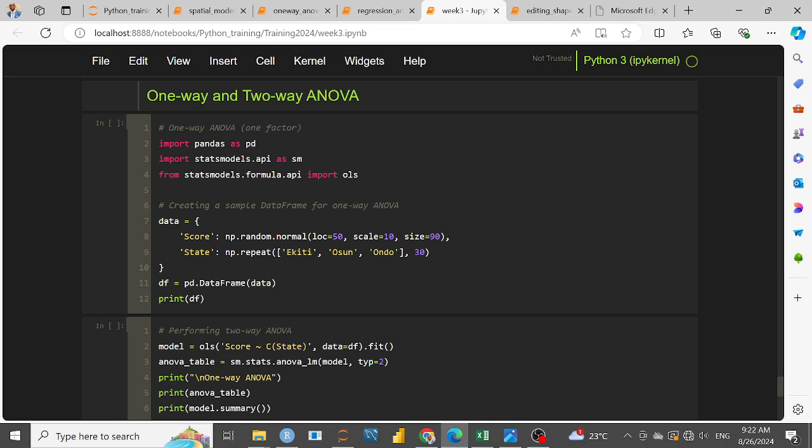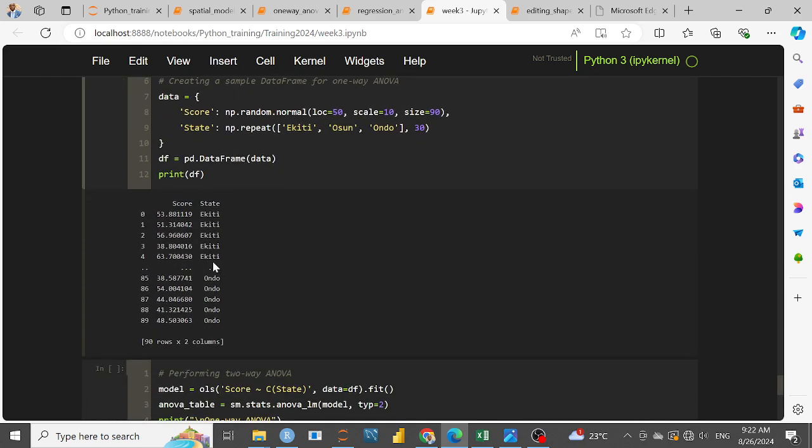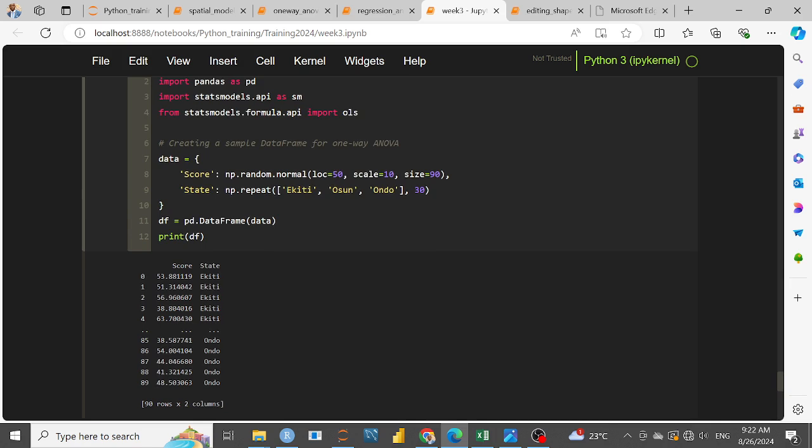If I put tile instead of repeat, it will repeat this once, and that's it, once, like that up to 30. So let me print this and see. So now, Python will give you the first 5 when you have a long data like this. Now see what it has generated. These are their scores, and these are the states they came from. You can see repeat. If I change this one to tile, you can see it has changed the Ekiti, Osun, Ondo like that. But I prefer, because it's just one factor, repeat.